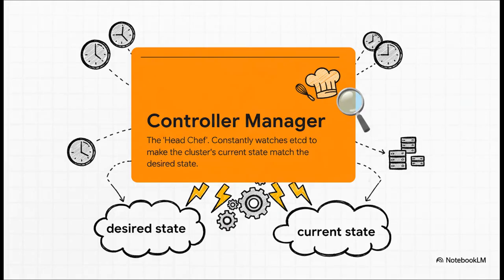Now, who's watching that ticket system? That would be the controller manager, or head chef. This thing is really a collection of controllers, and each one is constantly watching etcd for any changes. Its entire job, its whole reason for being, is to look at the desired state you just wrote and compare it to the current state of the cluster. And if they don't match, it springs into action.